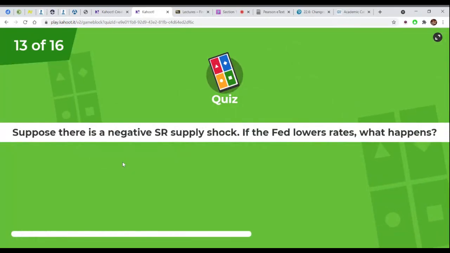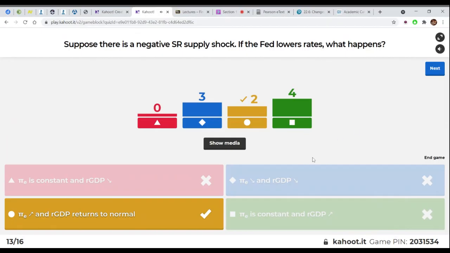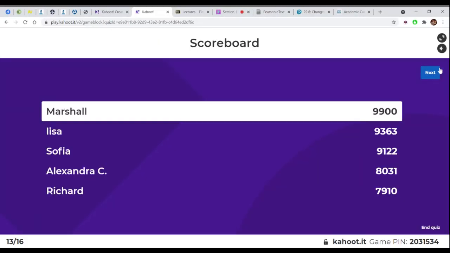Question 13, suppose there's a negative short-run supply shock. If the Fed lowers rates, what might happen? Let's see. What do we think? If the Fed lowers rates, they're closing the recession, but they're also telling everyone, expect high inflation going forward. I'm not serious about fighting inflation.